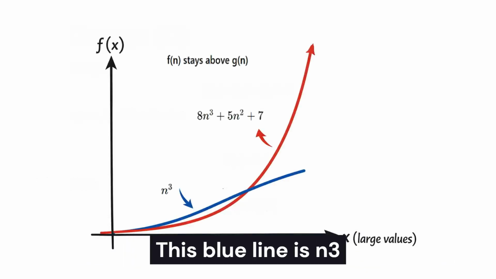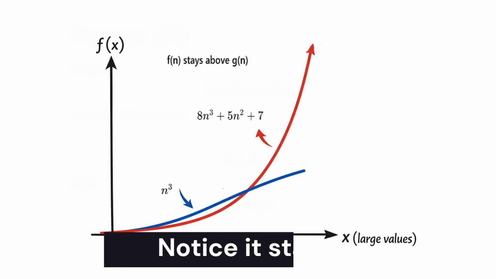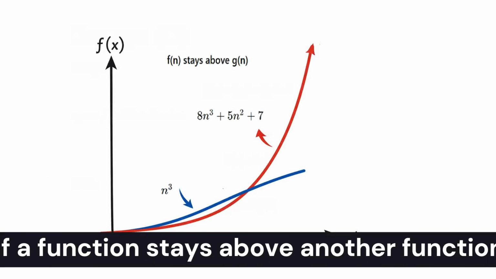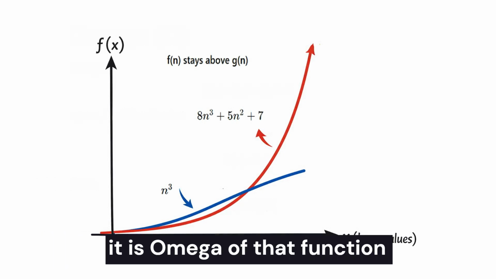Here in the graph, the blue line is n cubed. This red curve is our function. Notice it stays above. If a function stays above another function, it is omega of that function.